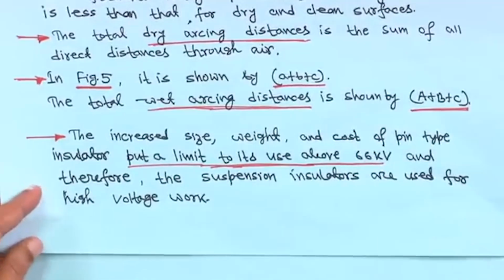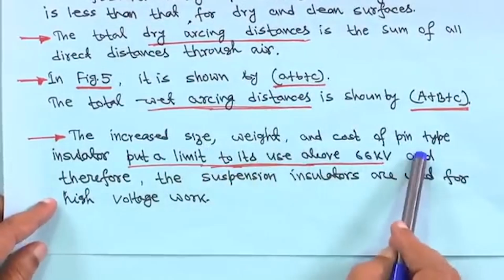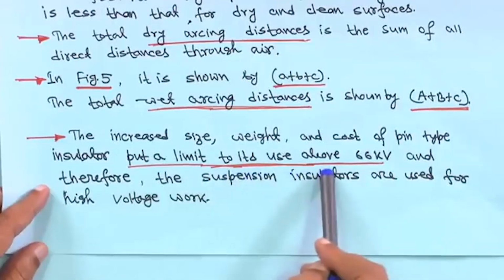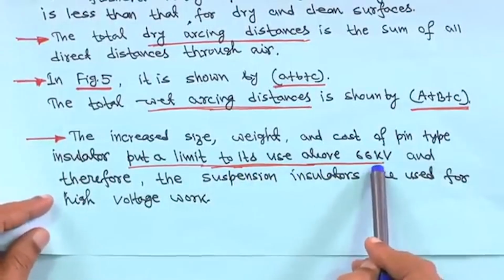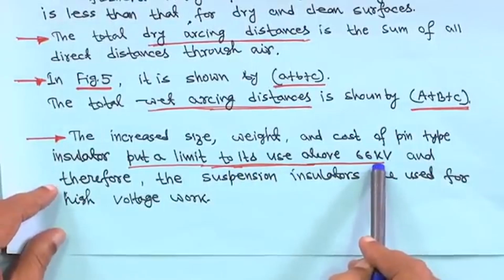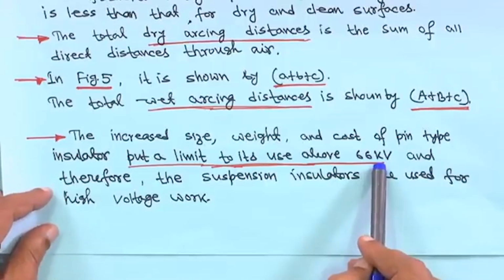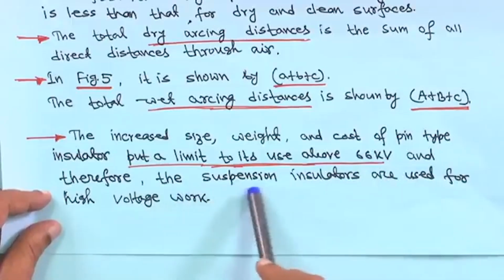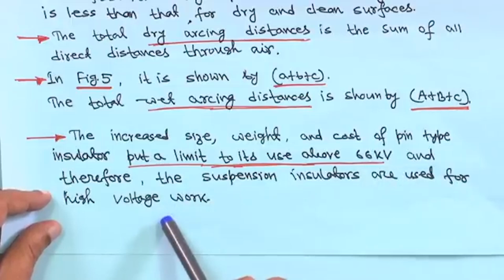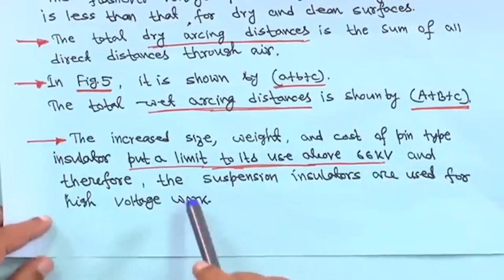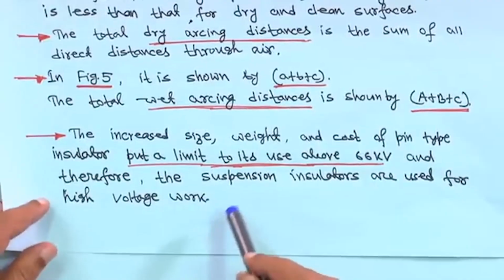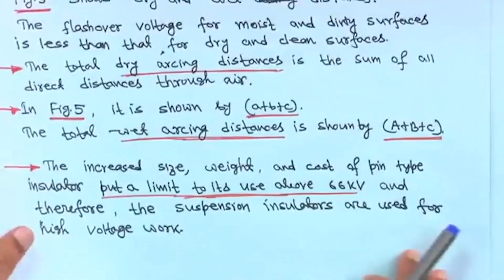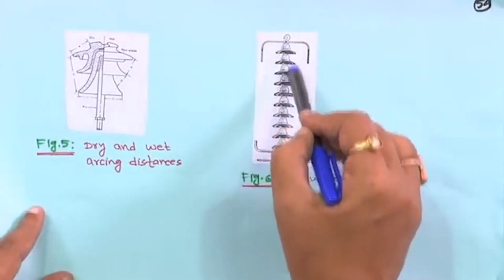The increased size, weight and cost of the pin type insulator put a limit to its use above 66 kV. Generally up to 33 kV you will find it is used, and in some cases 66 kV, and therefore suspension insulators are used for high voltage work. That means for high voltage lines of 66 kV or above you will find all the insulators are suspension type, which means so many pieces will be there. Before coming to the suspension insulator, this is that suspension insulator.